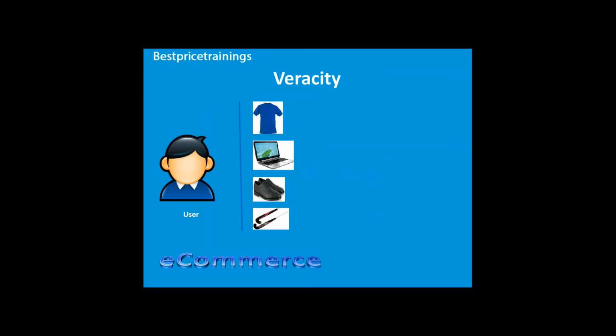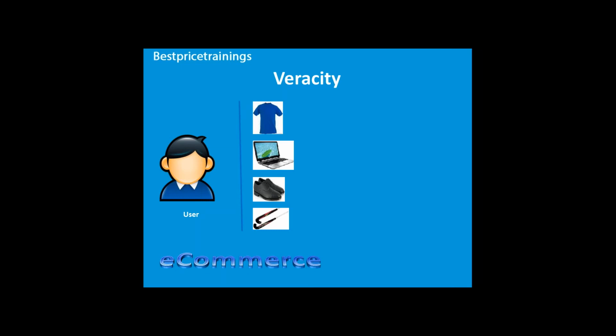Now, something about veracity. In our previous slide, whatever we discussed was about the data. Now we know that we have to process the data to get some business outcome. And who will be doing this task? This will be done by our application. The application can be an e-commerce application, a social media application, online shopping or anything like that. We need to analyze some data and get business value out of that data. This is called veracity.